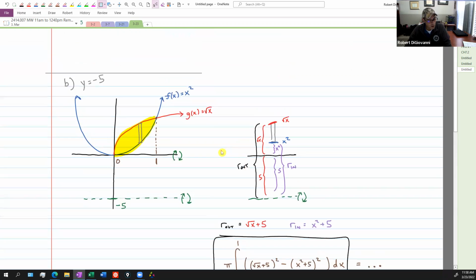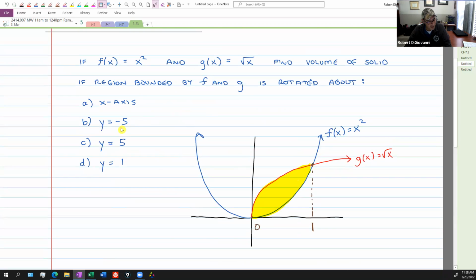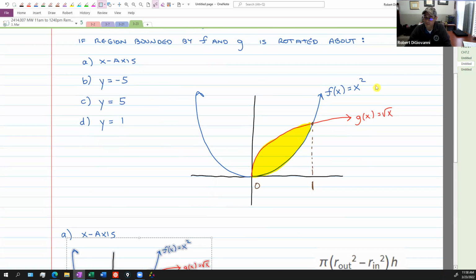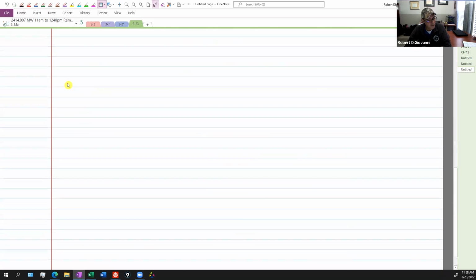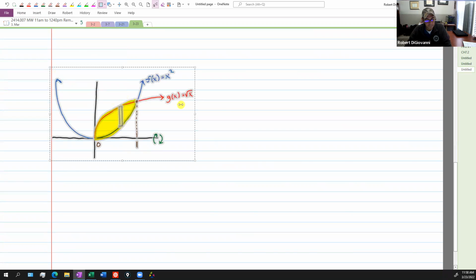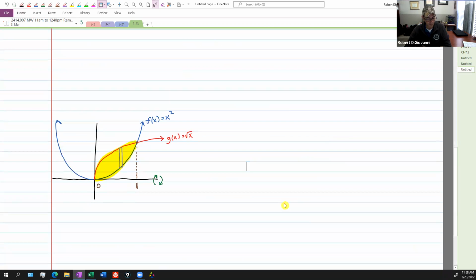All right, let's do part C. For part C, we want to rotate it around y equals positive 5 this time. So y equals positive 5. Let me squeeze that in here. So y equals positive 5 means we're going to be up here somewhere. Our axis of rotation is up above the region. We're rotating around this.